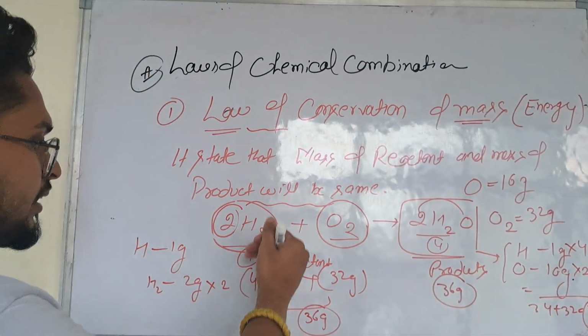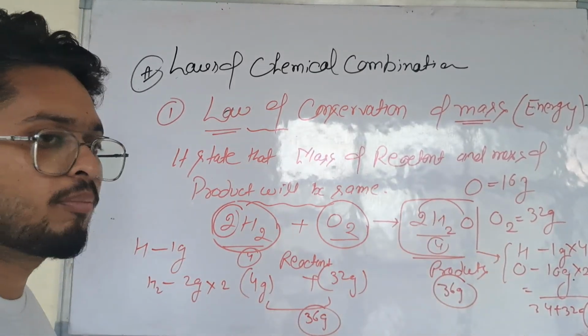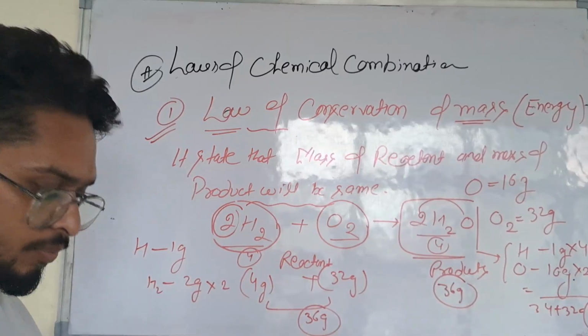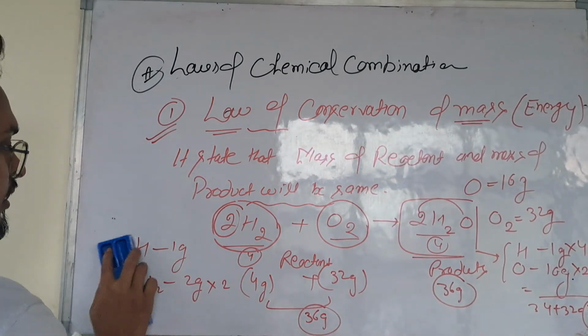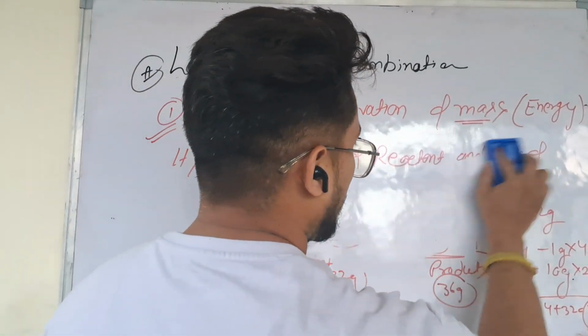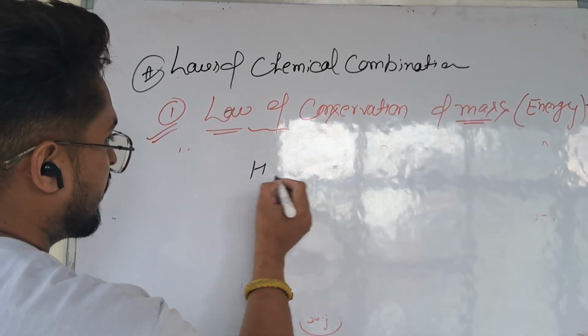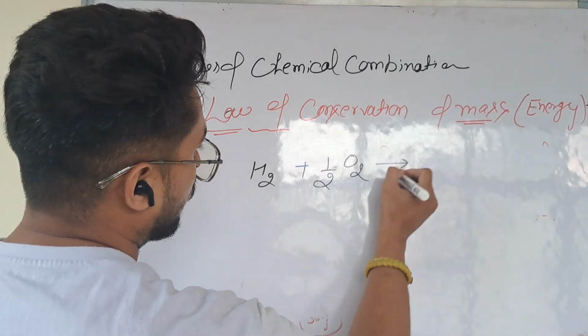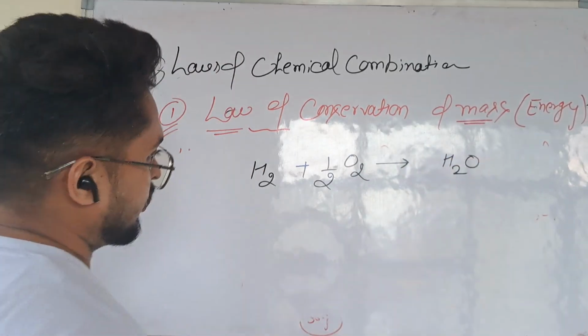जितना मास हमारे पास रिएक्टेंट में होगा उतना ही मास प्रोडक्ट में होगा. That is the law of conservation of mass. क्लियर है पॉइंट? एक और एग्जाम्पल से डिस्कस करते हैं। इसी को मैं चेंज कर रहा हूँ। H2 with half molecule of O2, it will form 1 mole of H2O.